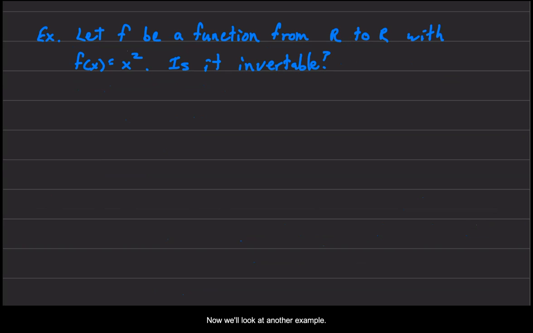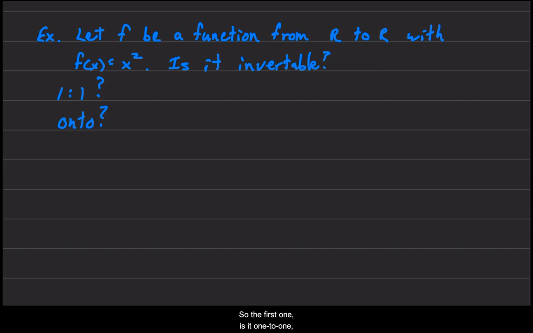Now we'll look at another example. Let f be a function from the set of reals to the set of reals with f(x) being equal to x squared. Is it invertible? And we always have to ask ourselves two questions. Is it one-to-one? And is it onto? It must be both of those things in order for it to be invertible.